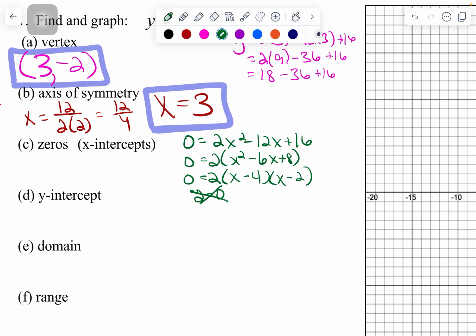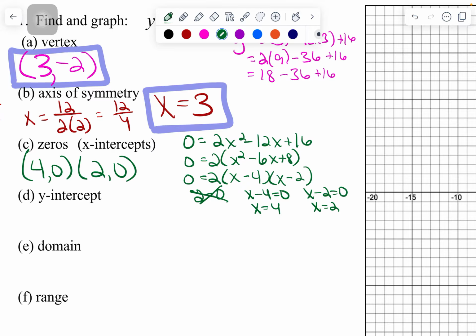There's no variable there, so you're not going to get an actual x-intercept from it. Only the factors that have variables in them will give you information on the x-intercepts. So x minus 4 equals 0, that means x equals 4. X minus 2 equals 0, that means x is equal to 2. So my x-intercepts are going to be (4, 0) and (2, 0).